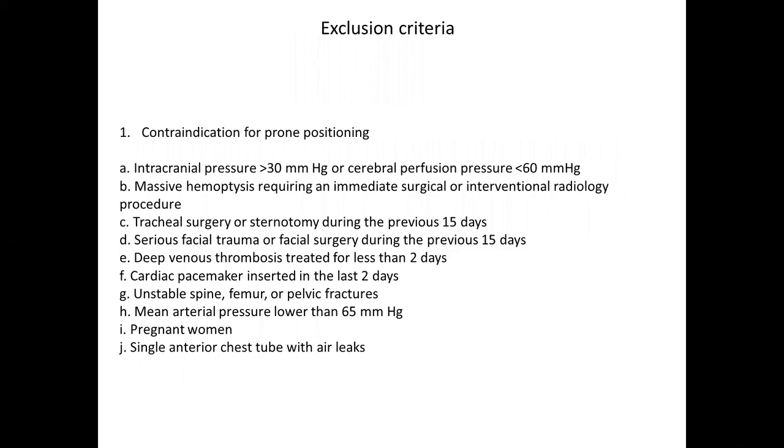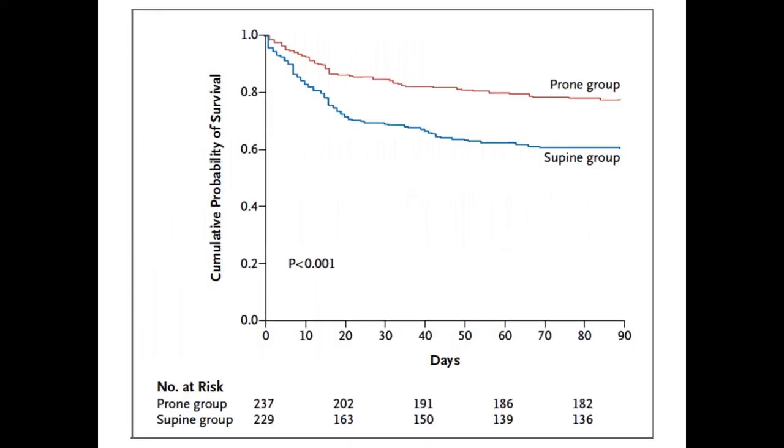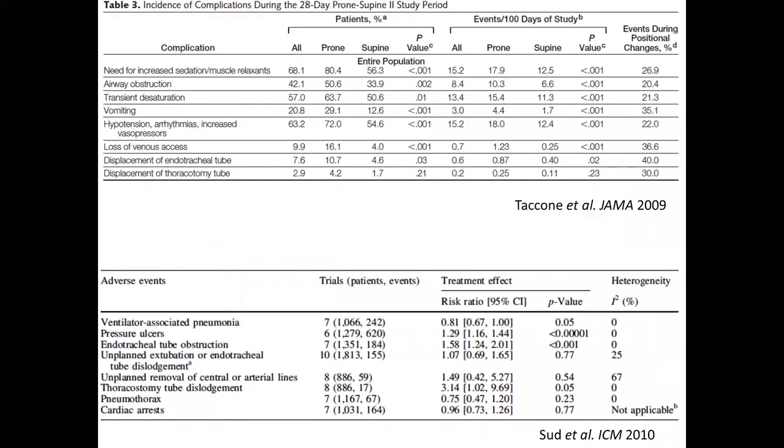Some of them were absolute contraindications, like intracranial pressure or tracheal surgery or sternotomy. Others were maybe relative contraindications. They showed a great effect in reducing mortality with prone position versus supine. And so it's great, that's why it's strongly recommended by the guidelines.